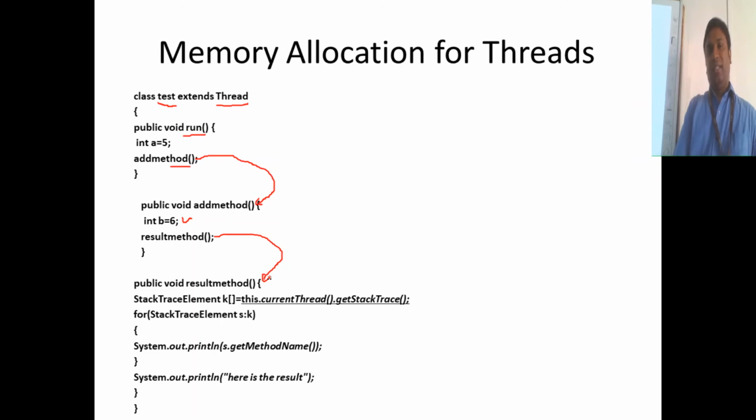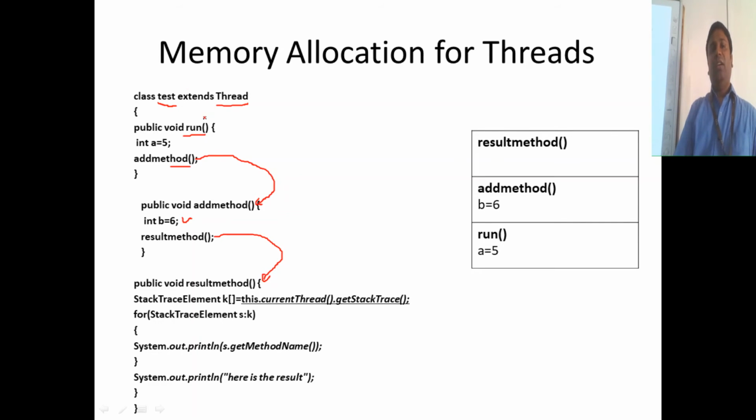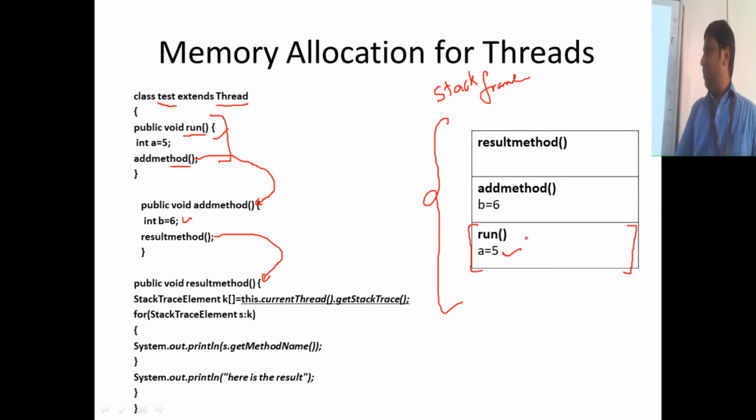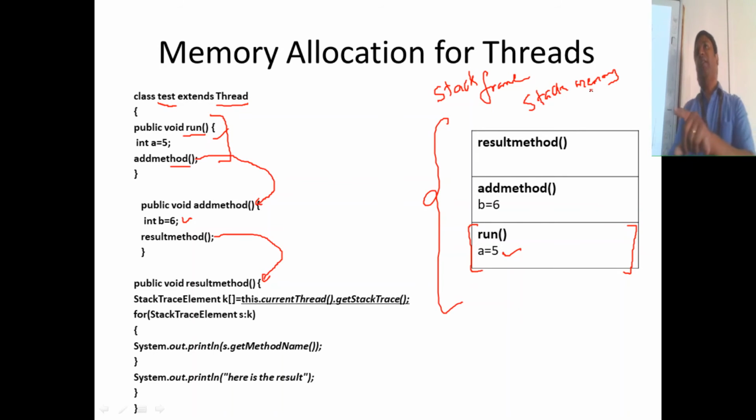So what happens here is, for every method, say for run, a stack frame is created. This is the stack memory. You have a stack frame created for every method. Say for the run method, you have a frame and some variables allocated. Where is this allocated? On the stack memory. For every thread, there is this stack.